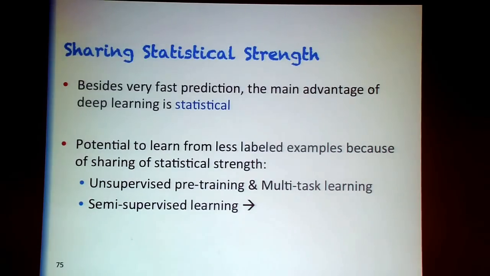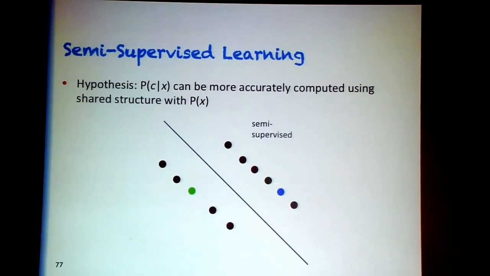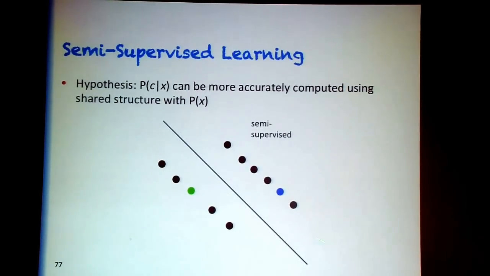There is a particularly interesting case of this in semi-supervised learning. So what is semi-supervised learning? If you're doing purely supervised learning, you only look at the labeled examples, and let's say you only have the green and the blue example, you would probably choose a linear classifier like this. But if I give you these unlabeled black examples, you would probably choose a classifier like this, which is very different. So what it means is we're taking advantage of a particular structure that exists in P(X), the input distribution, to tell us about how we should do P(C|X), or particular supervised tasks.